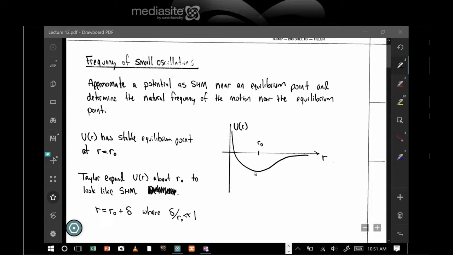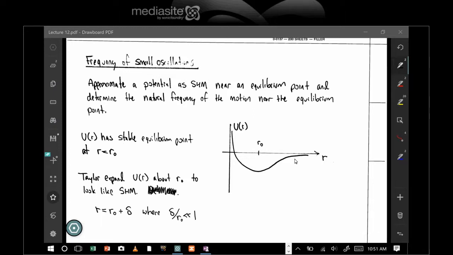Now, say I want to describe a particle that experiences this potential energy. How would I solve for its motion? Well, in general, what I need to do is calculate the force from the potential, and then put the force into F equals ma and solve the equation of motion. Now, this is a fairly complicated potential, thus the force is fairly complicated, and it may be in a form that I can't solve analytically.